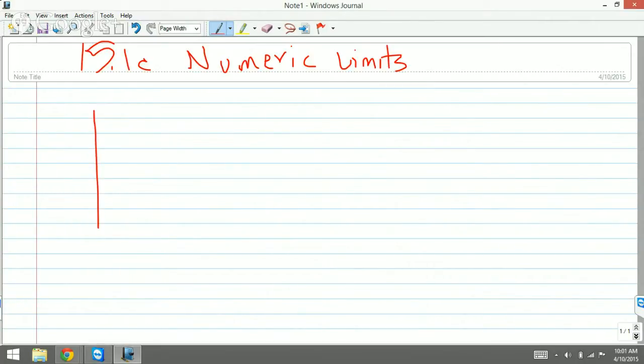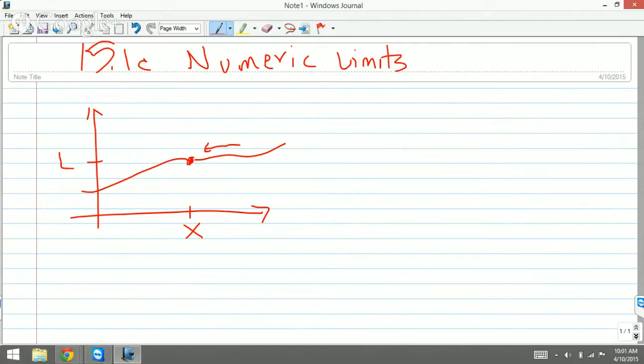So the base concept of numeric limits: if I want to approach some x value, basically what we're trying to do is get as close as possible from the right side. So let's say the x value is 4. I'm going to start from the right. What's a number above 4? Let's say 4.1, right? That's kind of close to 4. And then I'm going to go to like 4.01. That's closer, right? And then I'm going to go to 4.001. And I'm going to get closer, right? So numeric limits show me what's happening as I get closer to that point.